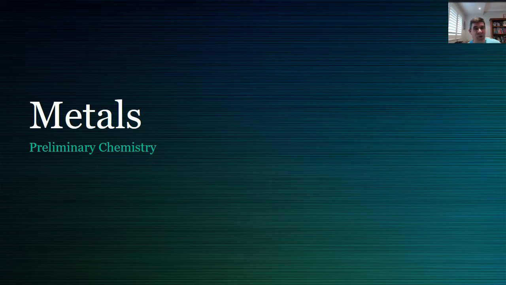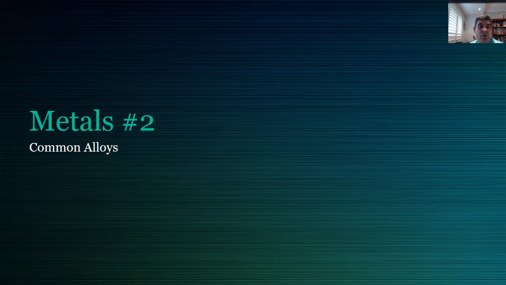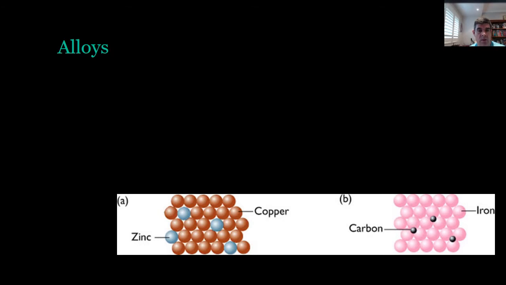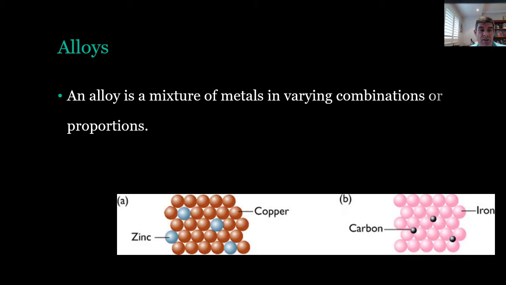Hi guys, number 2 in the series on metals, and in this particular video we're going to be looking at some common alloys. Now, one of the things that's very important when we start to look at alloys is that what we're trying to do here is to draw an improvement in the use of different types of metals by the addition of other elements. So an alloy is a mixture of different metals in varying combinations or proportions.